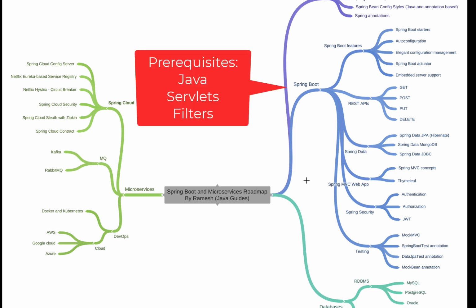I assume that you have knowledge of Java, servlets and filters. Basically, Java, servlets and filters are prerequisites to learn Spring Boot. I am mentioning servlets and filters because Spring MVC is built using servlets and Spring Security is built using filters. If you have at least basic knowledge of servlets and filters, then it will help you to understand Spring MVC and Spring Security.